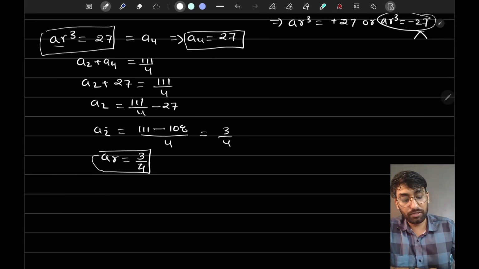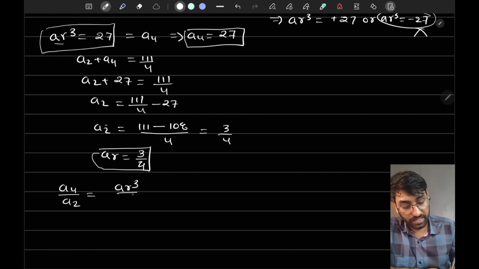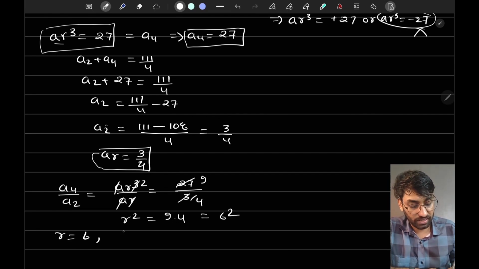So what I will do for that? I will just divide AR cube, it means I will find the value of A4 by A2. That is nothing but AR cube by AR. So it will become 27 by 3 by 4. So this will become 9 times, A gone, and this will go for 2 times. So I will get R square equal to 9 into 4. That is nothing but 6 square. Now here also I will get R as plus 6 and minus 6.